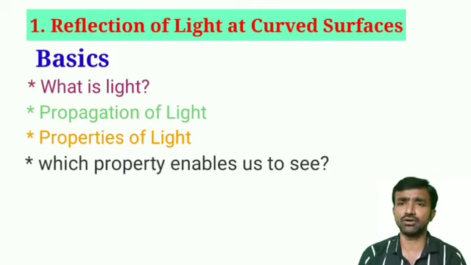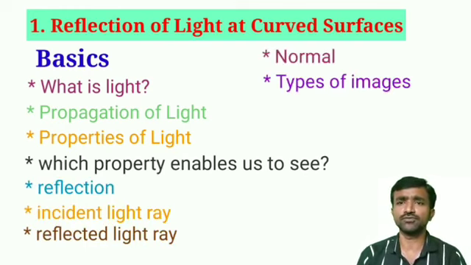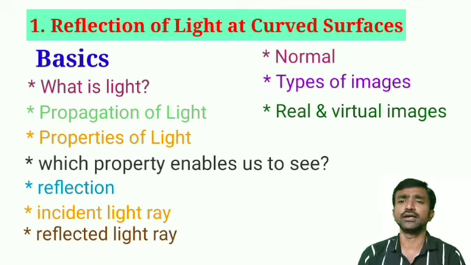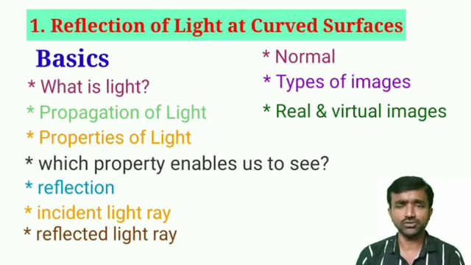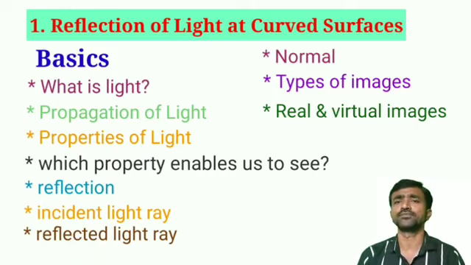The basic things needed here are reflection, point of incidence, incident light ray, reflected light ray, normal, and the types of images formed, which we call a real image and a virtual image. Then, which types of mirror are able to form real and virtual images. These are the topics I will discuss in this video class. So let us begin without delay.